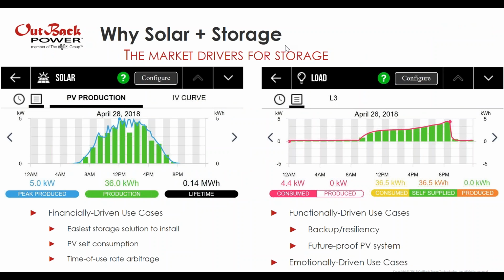On this next slide, the graphs deliberately don't match the text beneath. I wanted to put some additional screenshots of SkyBox and spend some time talking about them because they really echo the market drivers for storage. And what you see in these screenshots from SkyBox is PV production, as you'd expect, peaking in the middle of the day.